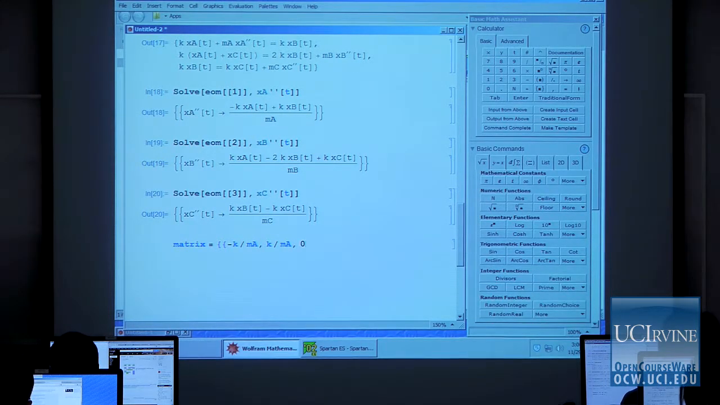Second row, k over mb, minus 2 times k over mb, and then k over mb. And then we have, for the third row, 0, k over mc, and minus k over mc. Okay, now let's have a look at that in matrix form to see if it looks like what's on the board.